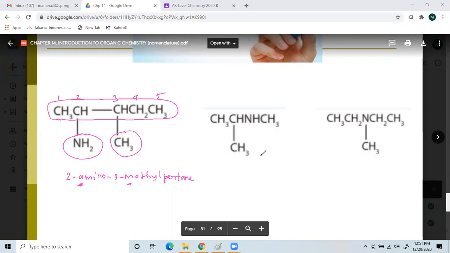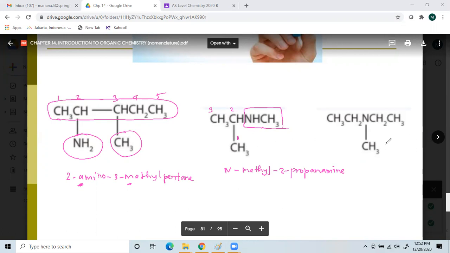The second one, this is methyl, right? This is methyl, and this carbon is number 1, this carbon number 2, this carbon number 3. Okay, you can see, you can separate this to this. So the name would be N-methyl. Okay, this is a secondary amine, and N-methyl-2-propanamine, because there are 3 Cs and the NH, the amine group, is located at the second C.